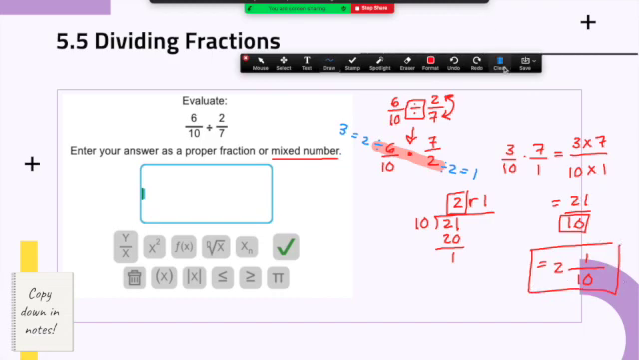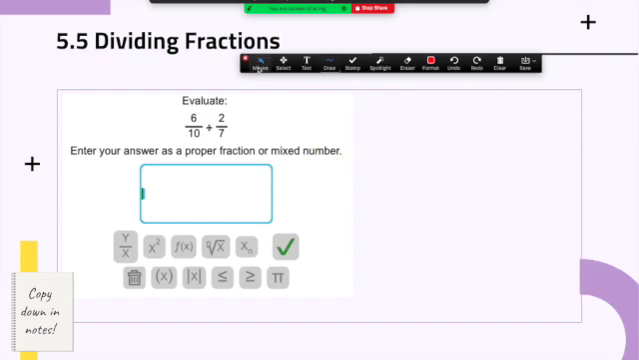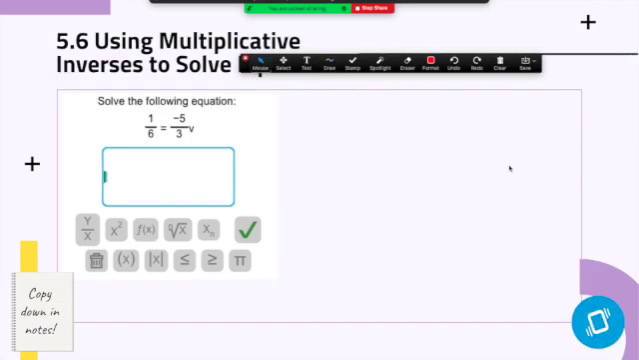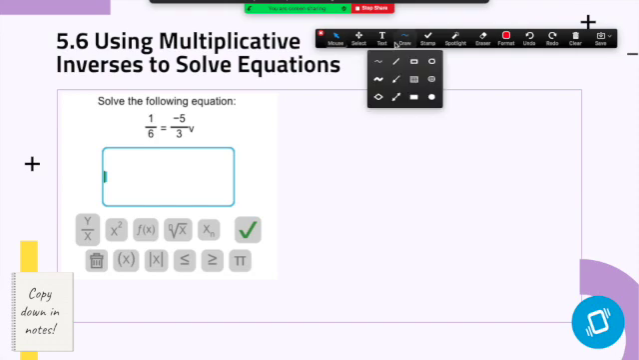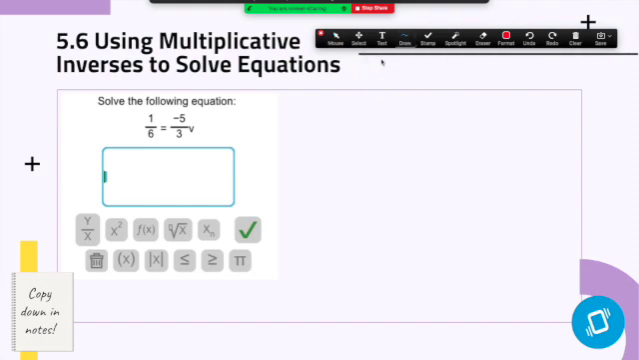Cool. Let's go on to the last problem. The last problem is asking us to use multiplicative inverse to solve the equation. So we're asked to solve the equation here, 1 over 6 equaling negative 5 over 3 times v. So let's go over this one together. We have here 1 over 6 equaling negative 5 over 3 times v.